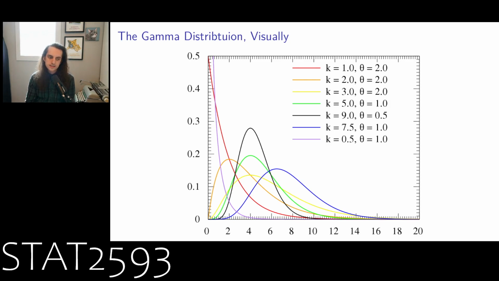In this case, the k is going to be our alpha parameter, so we can see what ends up happening as we shift around the alpha parameter. And then the theta is going to correspond to our beta parameter.